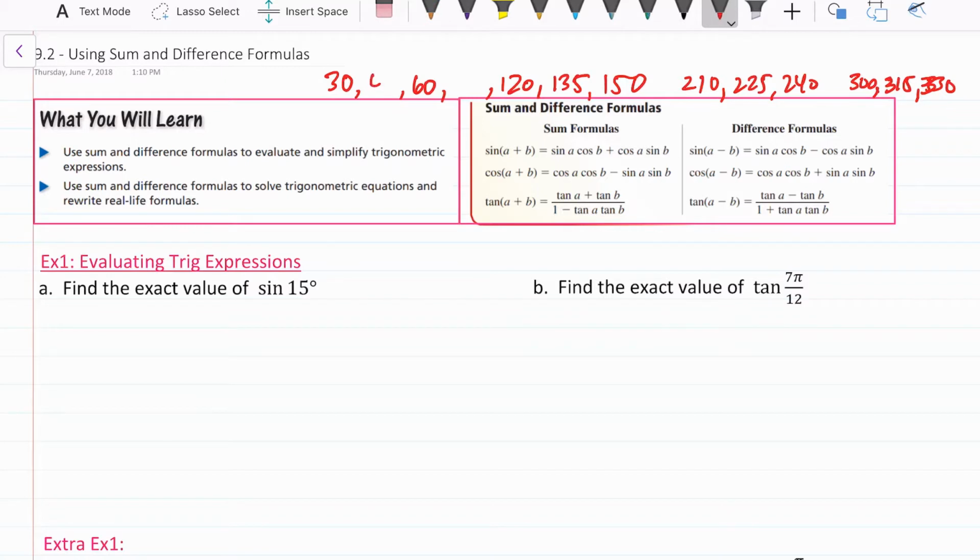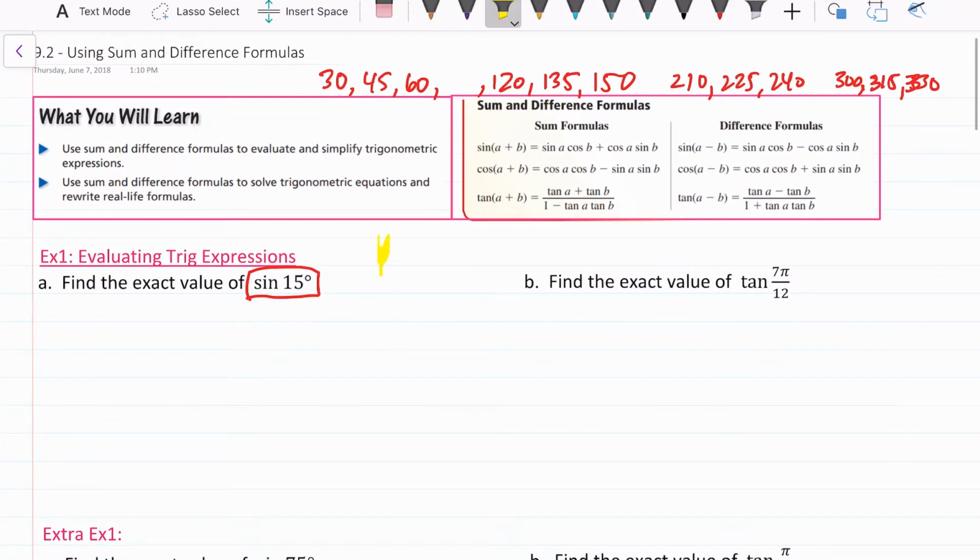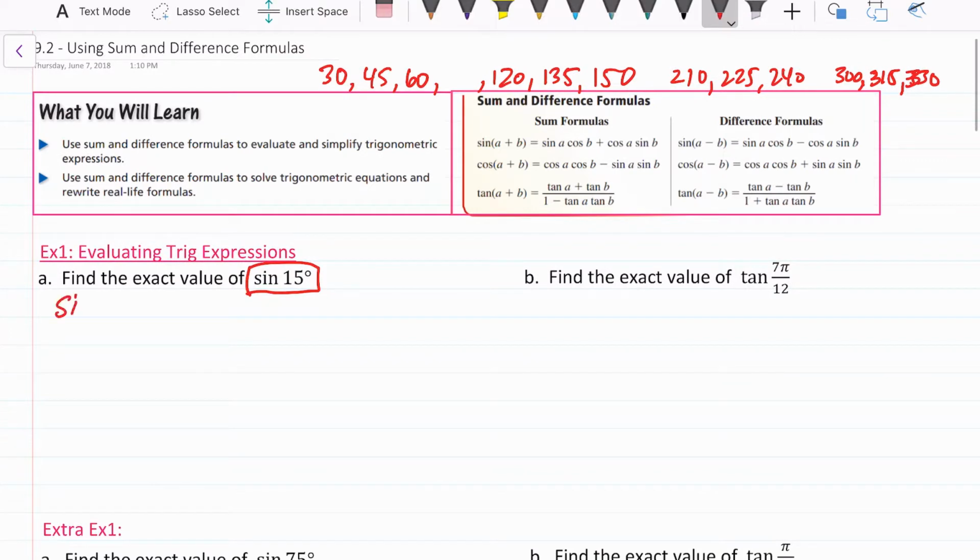So, in order to get sine of 15, you could use 45 minus 30. You could do 60 minus 45. And you don't really want to add anything here to get 15, so we are going to do sine of 45 minus 30. So we're using this formula.